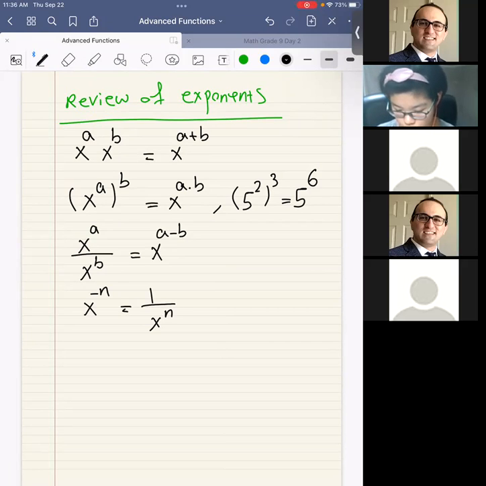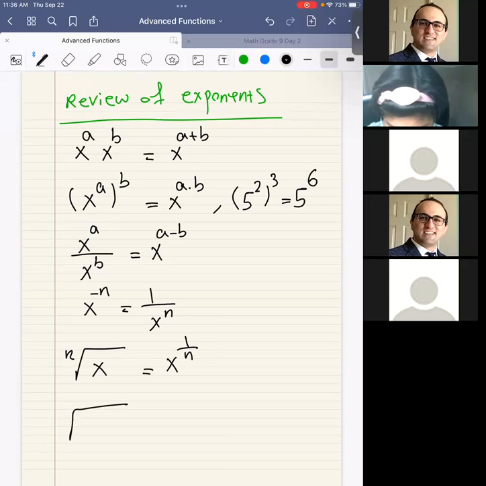We also have the roots, like the nth root. The nth root of x, you can write as an exponent, which is x to the power 1 over n. We call it the nth root, like the second root, third root, and so on, or the square root sometimes for the second root.